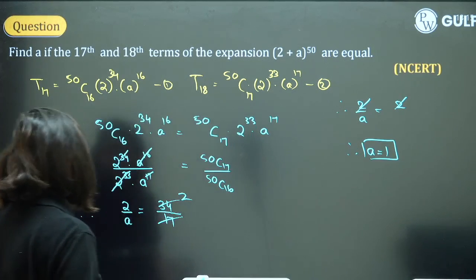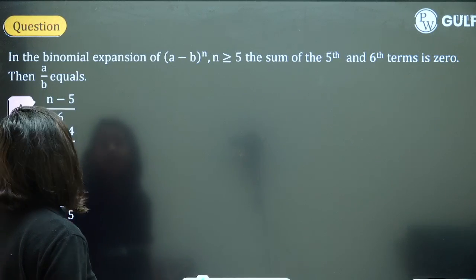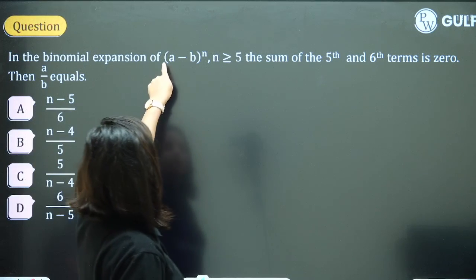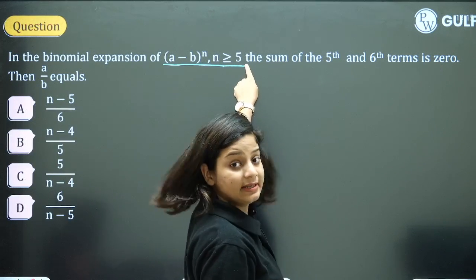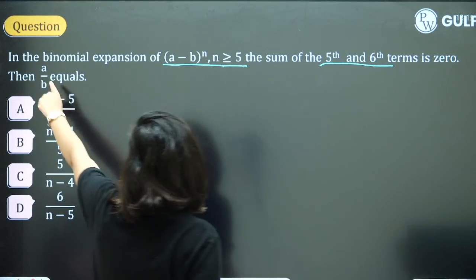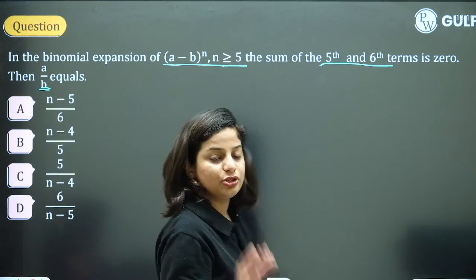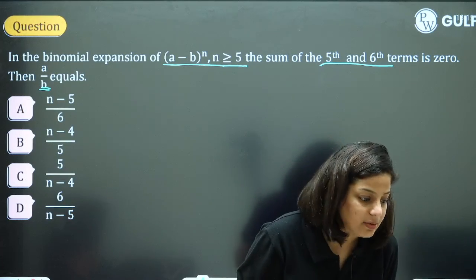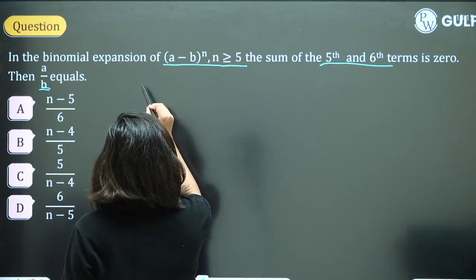Wonderful. Next question. In the binomial expansion of a minus b the whole raised to n, n greater than or equal to 5, the sum of 5th and 6th term is 0, then a by b is equal to which of the options? You all can pause and solve it, answer me as well. Let me show it for you.